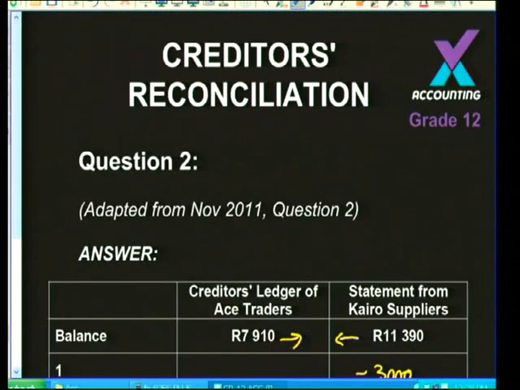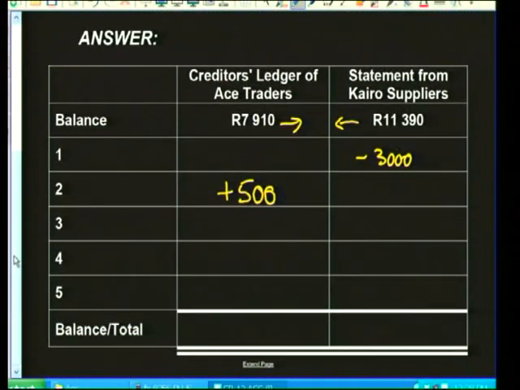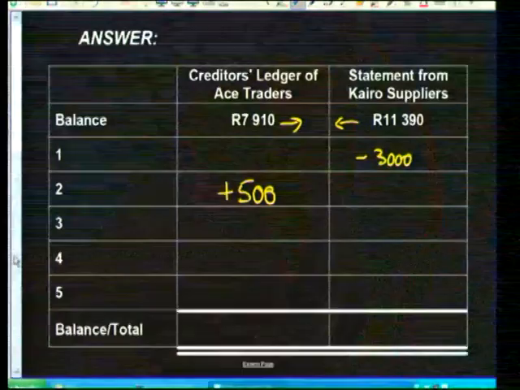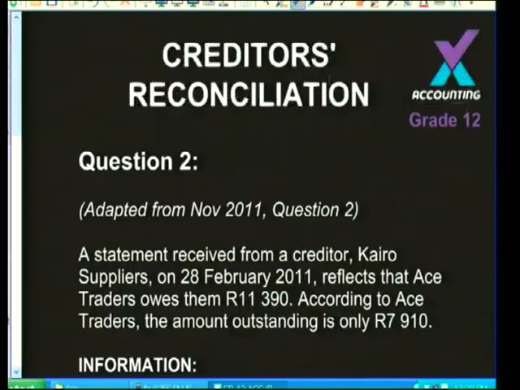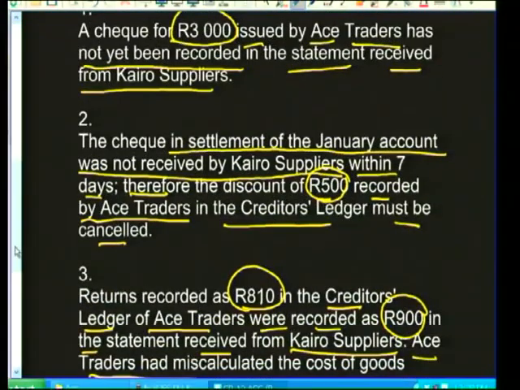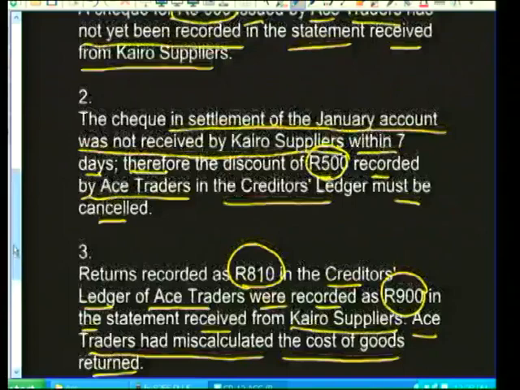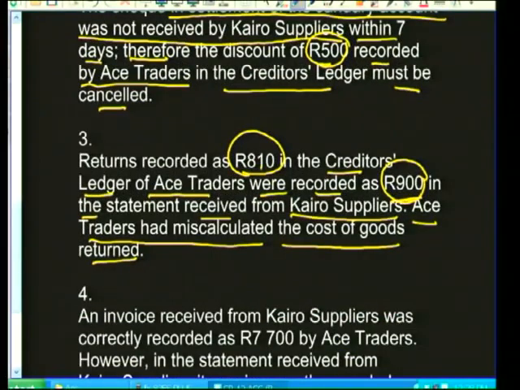if we go to our question here, you can clearly see that we made a mistake in our books. We recorded it as 810. It was supposed to be 900. So therefore, we're owing them less, 90 Rand. In our books, we need to correct it. Why? We're now owing them less 90 Rand because of an error. And what was the error? The error was a return of 900, and it was recorded as 810.